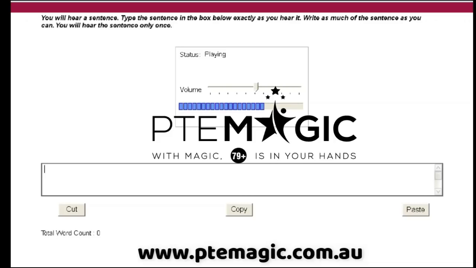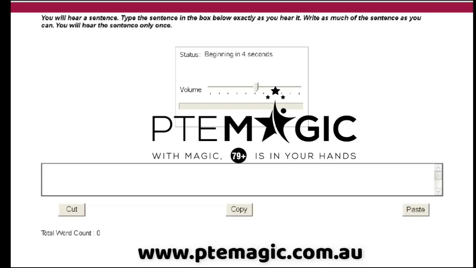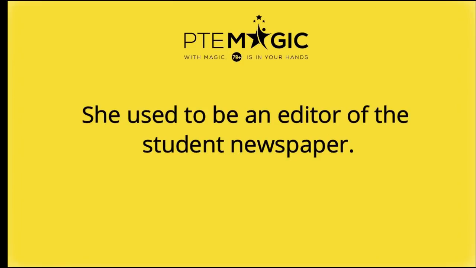Scientists are always asking the government for more money. She used to be an editor of the student newspaper.